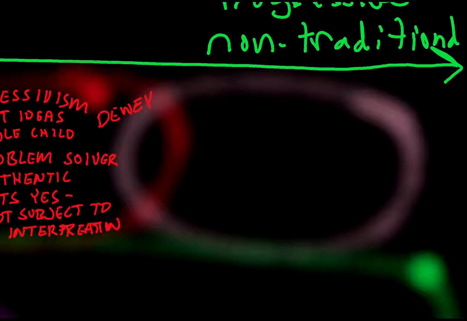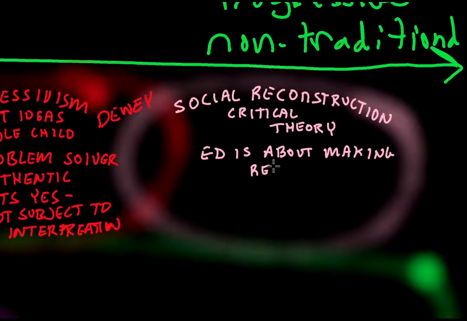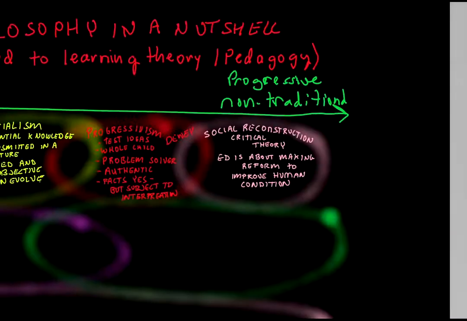Further to the right, social reconstructionism, or critical theory. Education is a means to better society through democracy. So there's a similarity there with progressivism, with highlights on making social reform and using social reform in education to then change the system to overcome oppression and improve the human condition. And the teaching and the learning in this is very much a process of inquiry.